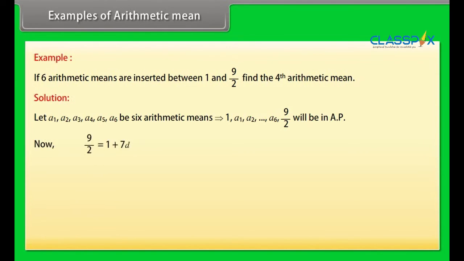Now 9 by 2 is equal to 1 plus 7d. It implies 7 by 2 is equal to 7d. It implies d is equal to 1 by 2. Hence, A4 is equal to 1 plus 4 into 1 by 2 is equal to 3.